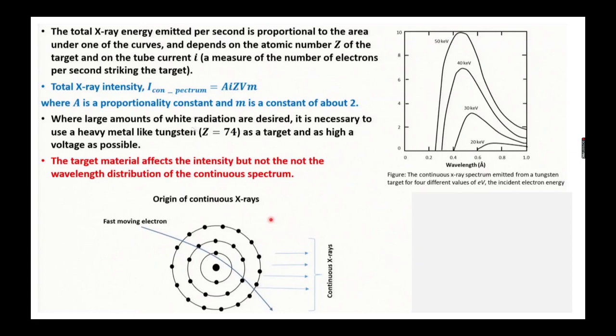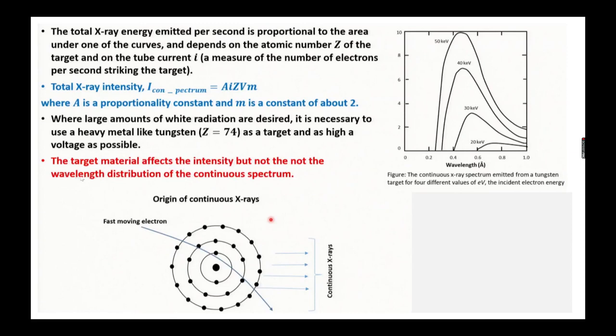When a large amount of white radiation is desired, it is necessary to use a heavy metal, usually tungsten, as a target, and as high a voltage as possible. So for tungsten we can use a high voltage. The target material affects the intensity, but not the wavelength distribution of the continuous spectrum.